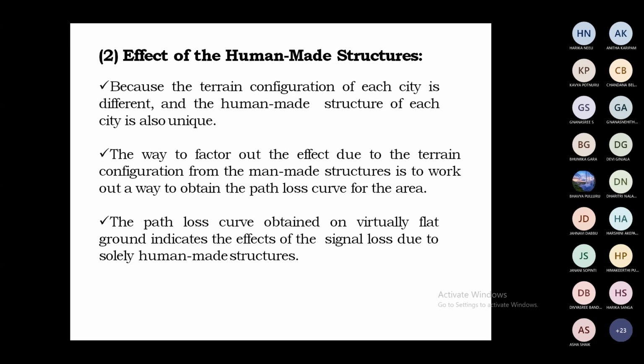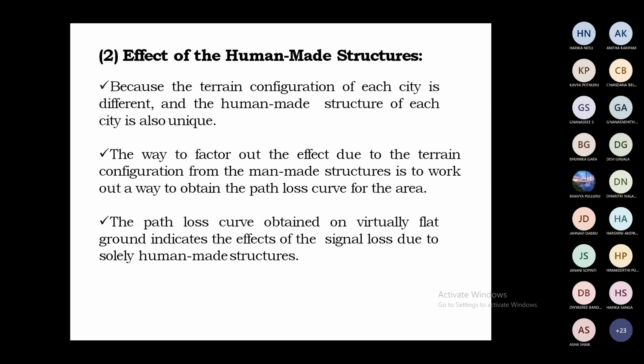Next we are going to calculate the area to area prediction model. Nothing but in a particular area, how much signal strength we are getting and how it can change. That is the effect of human-made structures. Suppose we are going for an urban area, nothing but cities. Is the human-made structure of each city unique?